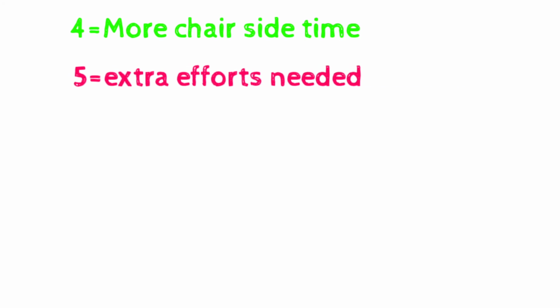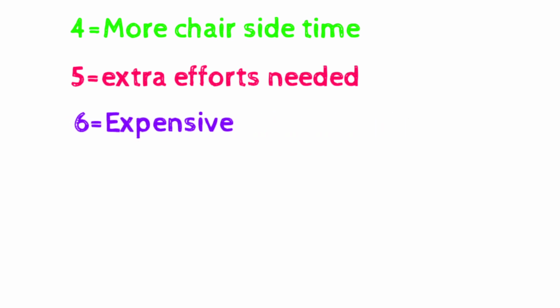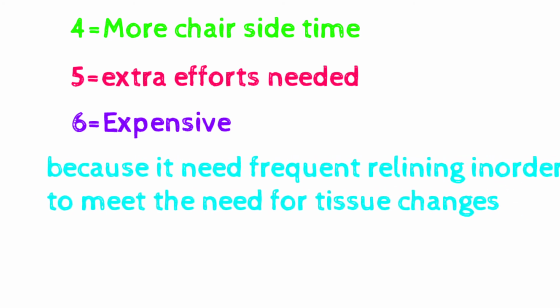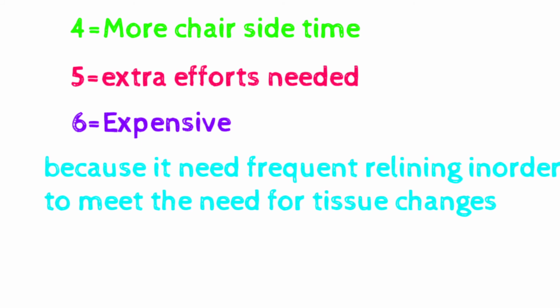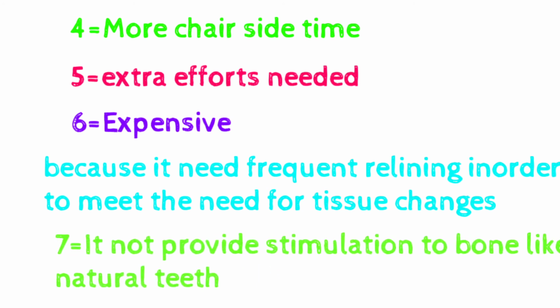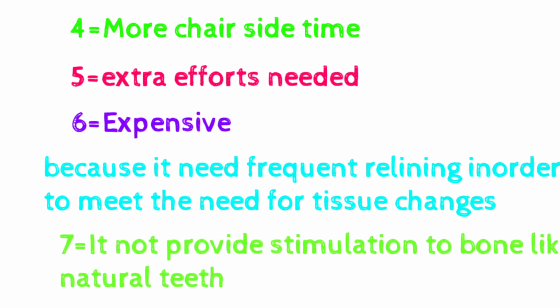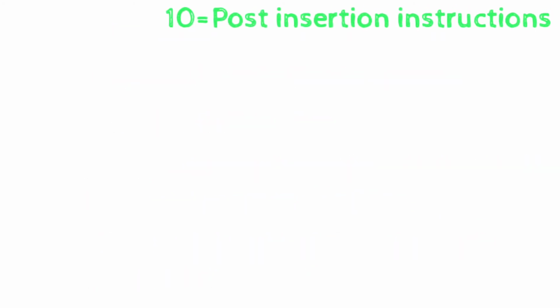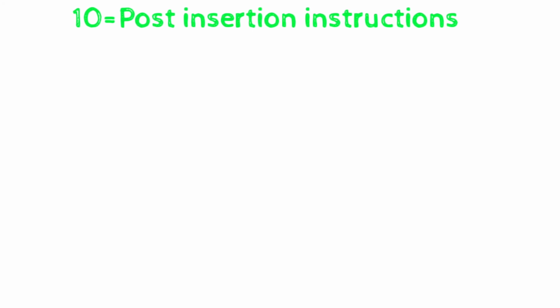Fourth, there will be more chair side time. Number fifth is the extra effort needed. Number six, immediate denture is expensive. And why? Because it needs frequent relining in order to meet the need for tissue changes. Therefore it is expensive. Seven, it does not provide stimulation to bone like natural teeth. There will be residual ridge resorption. Number 10th is the post insertion instruction.